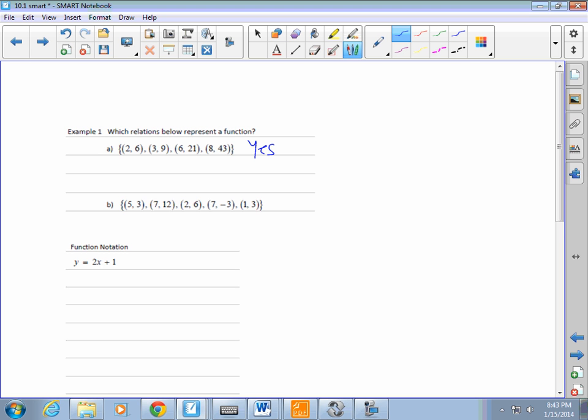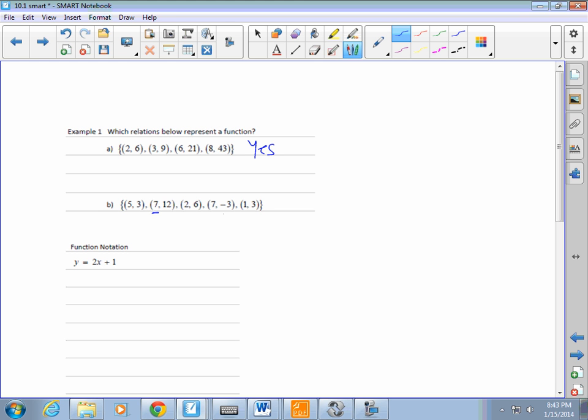If I look at the next one, 5, 3, 7, 12, 2, 6, 7, -3, and 1, -3. Well, the 3 repeated... sorry, not the y value. For this, I looked at the wrong example here. That one wouldn't matter if you were to draw that one, because my x values were different, but my y values were the same. That's okay. But if I look at this one, for my x value of 7, I had a 12.